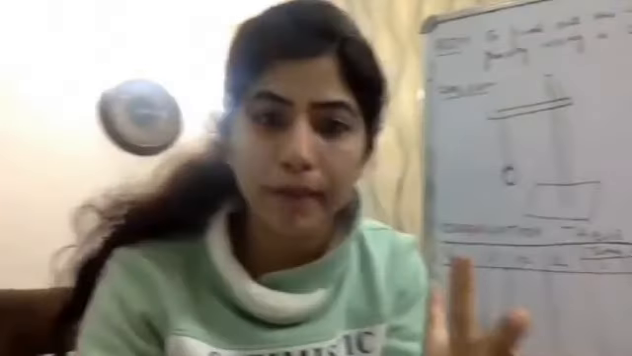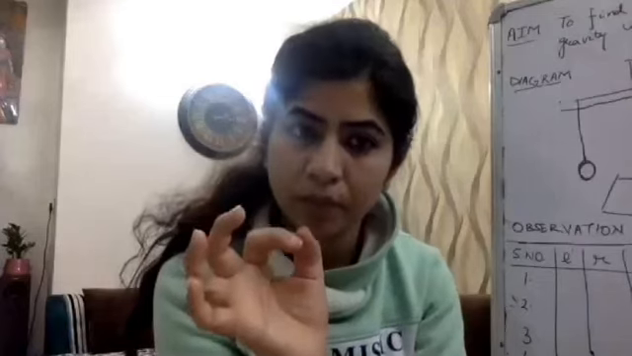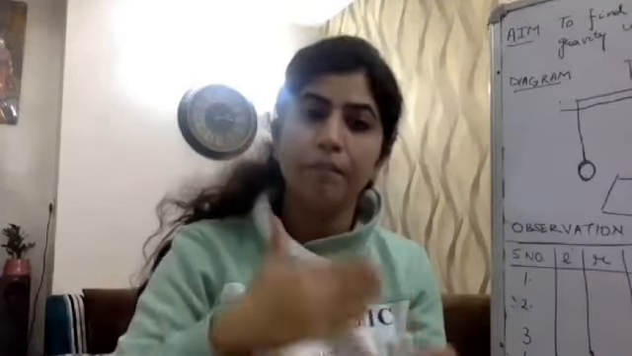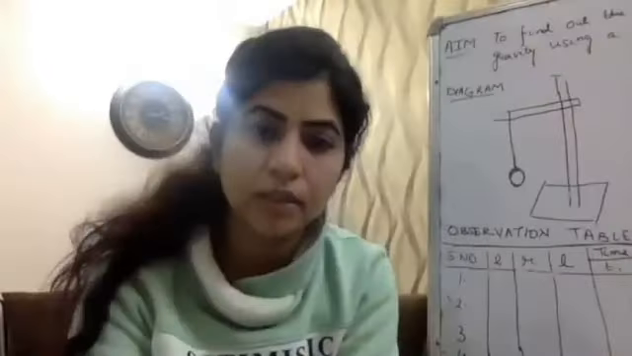So basically, we will take a string, attach a bob to it, and make that bob oscillate at various lengths. We will be oscillating the bob at various lengths, and we will be doing it twice. And why is the twice factor there? Because we cannot rely on a single reading. So we will be demonstrating it.